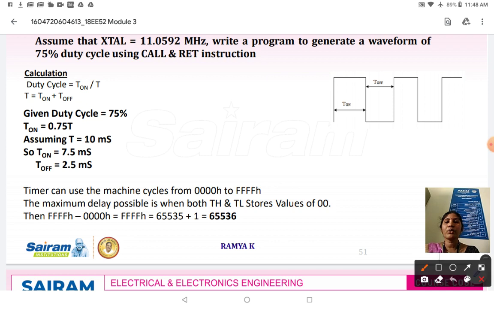Consider this program. Assume the crystal oscillating frequency to be 11.0592 MHz, which is nothing but your microcontroller default frequency. We need to write a program to generate a waveform with 75% duty cycle.